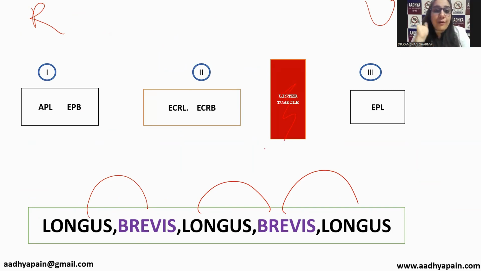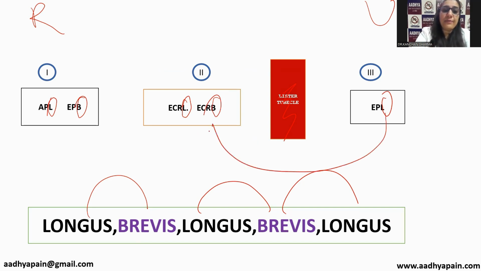So if I'm moving from the radial side towards the ulnar side, I have a longus, and this longus is followed by a brevis. Then I have a longus. This is followed by a brevis. Then I have a longus. Same way you can move from the ulnar side. So longus, brevis, and then longus.